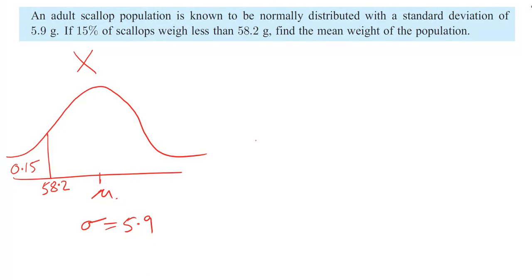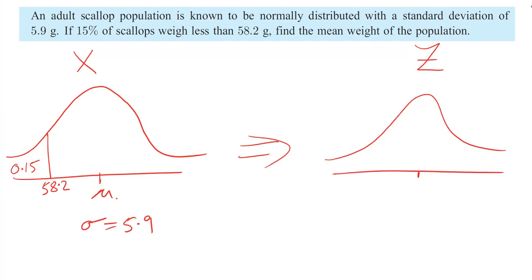So what we're going to have to do, as I said earlier, is convert this into a z distribution. The z distribution doesn't have that problem of an unknown mean. We know the mean is 0, standard deviation is 1. But what we need to do is find this point, the quantile right here, which corresponds to the 58.2 over here, where we have this 15% being less than that point.